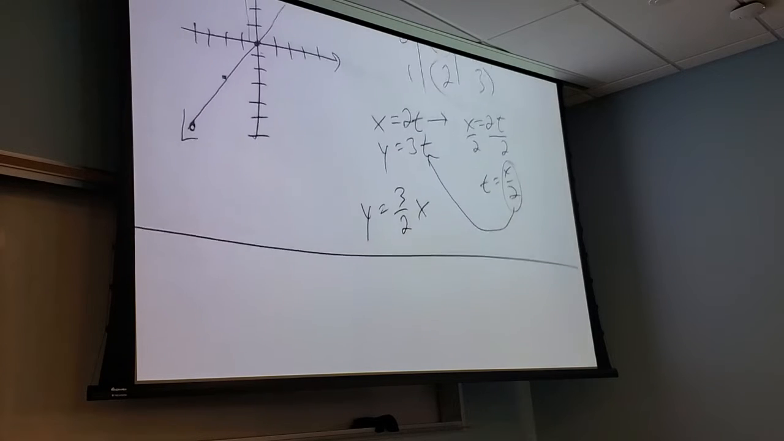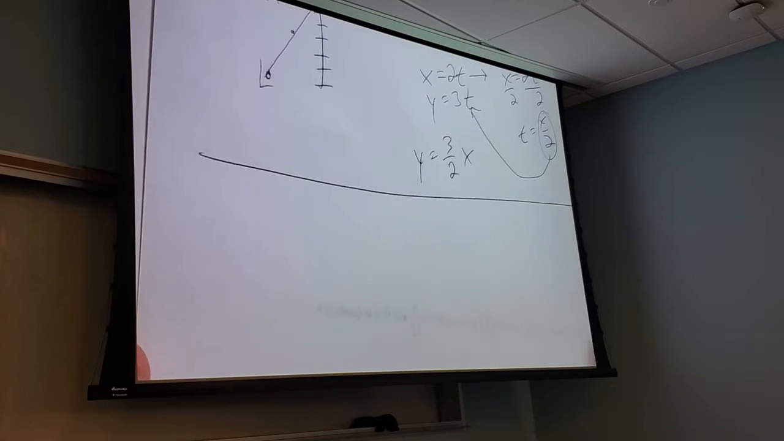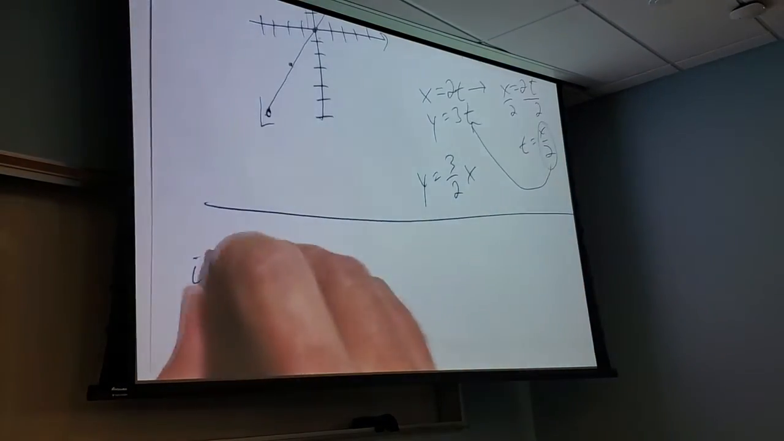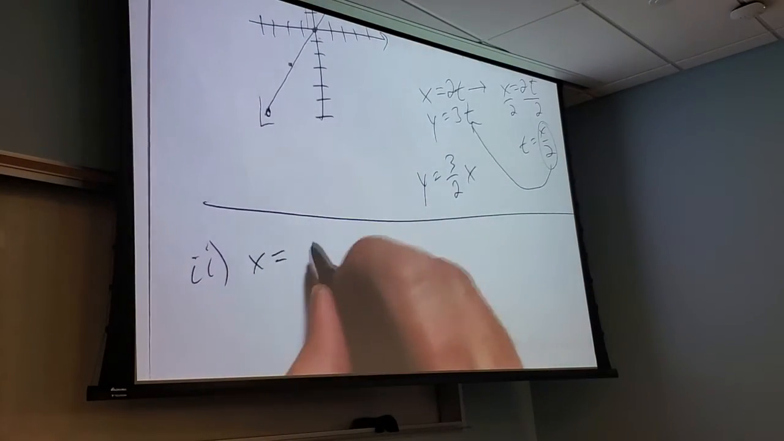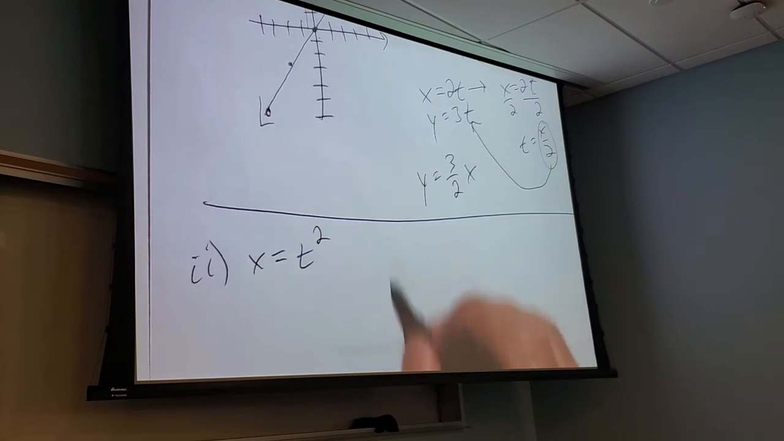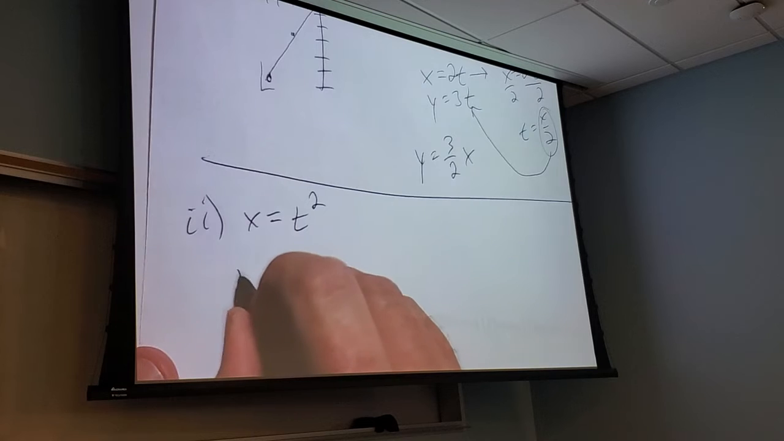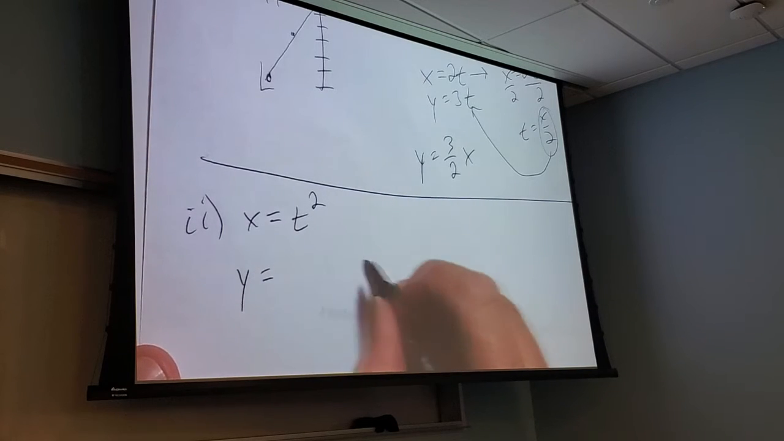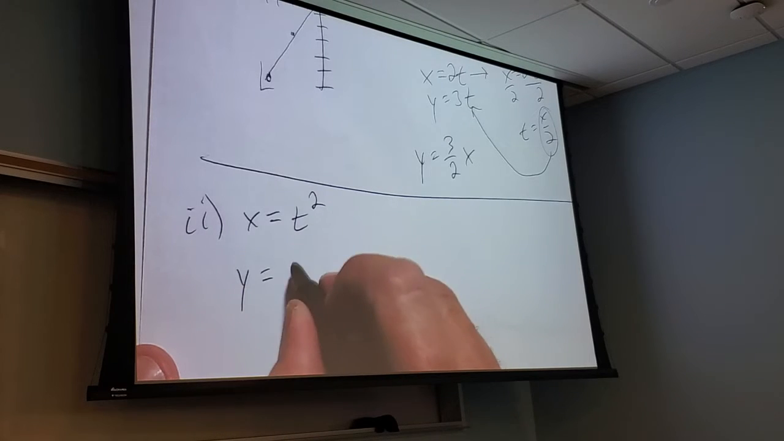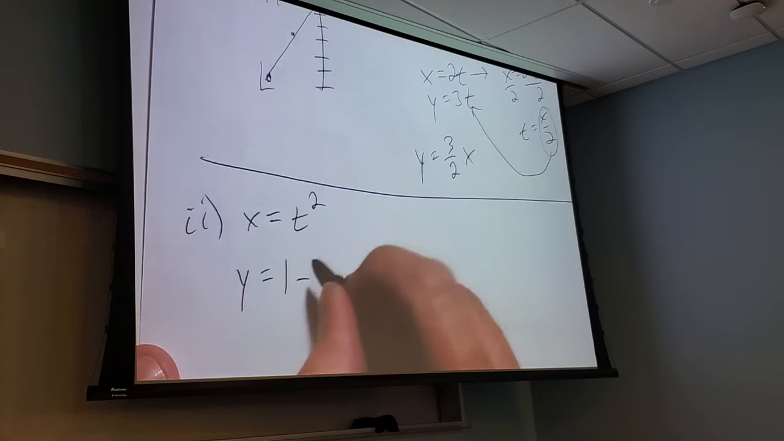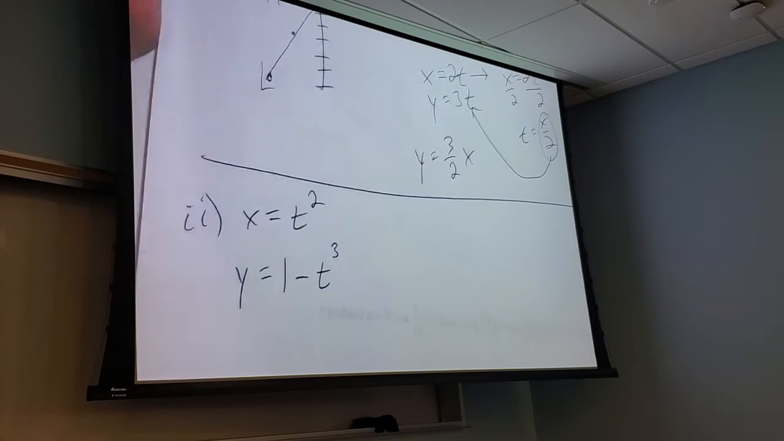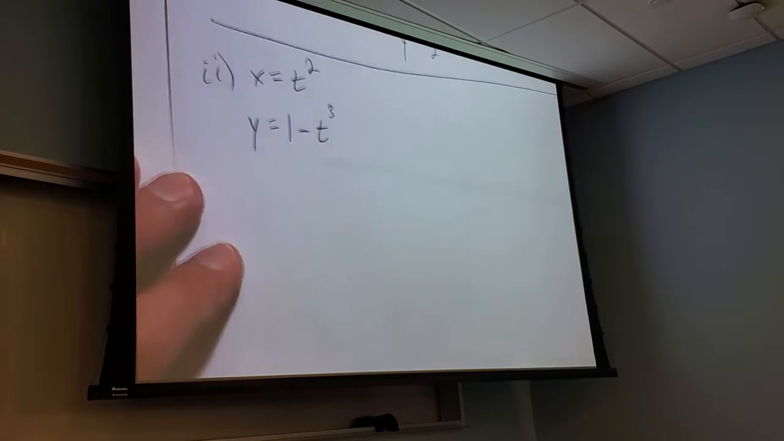Let's do example 2. x equals t squared, and y equals 1 minus t cubed. Yeah, that's funkadelic. All right.